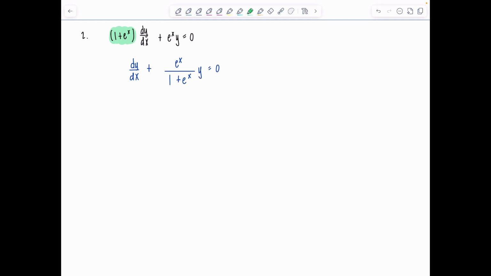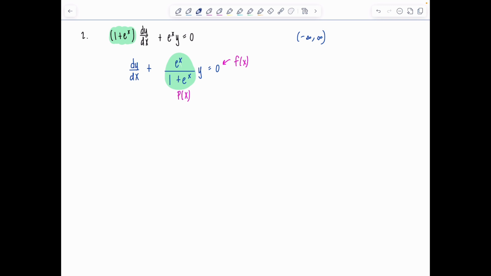So right here, this is my p of x. And then f of x is just 0. Do we have any domain restrictions? No, it looks like we're good to go on all real numbers. Negative infinity to infinity. Okay.